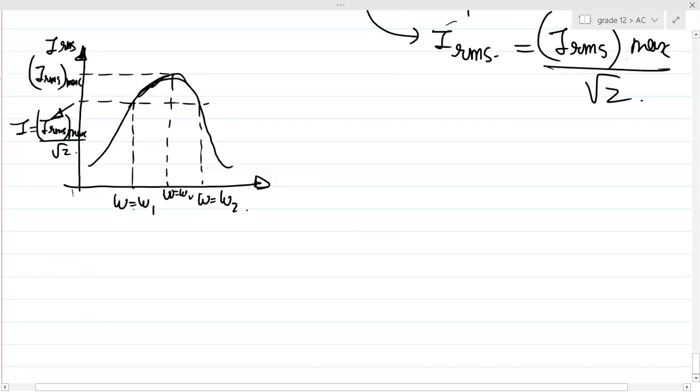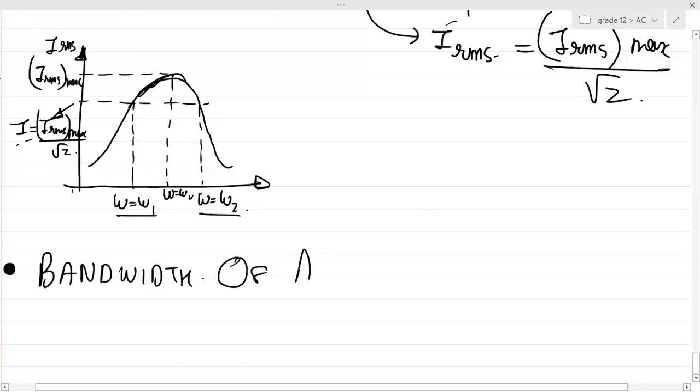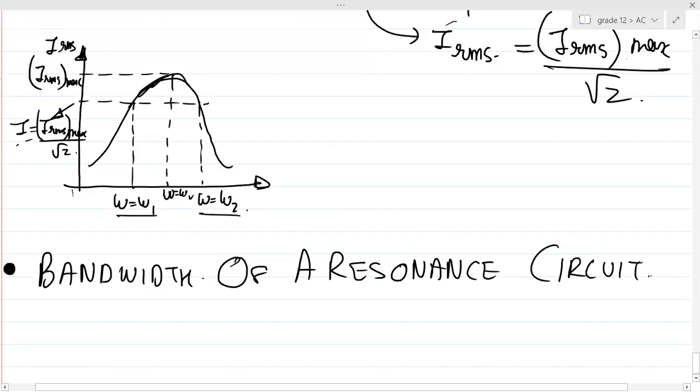So is this thing clear, guys? At omega equals omega 1 and omega equals omega 2, I RMS is what? It is 1 by root 2 times the maximum RMS current. Anyway, please write the next heading, which is called the bandwidth of a resonance circuit.